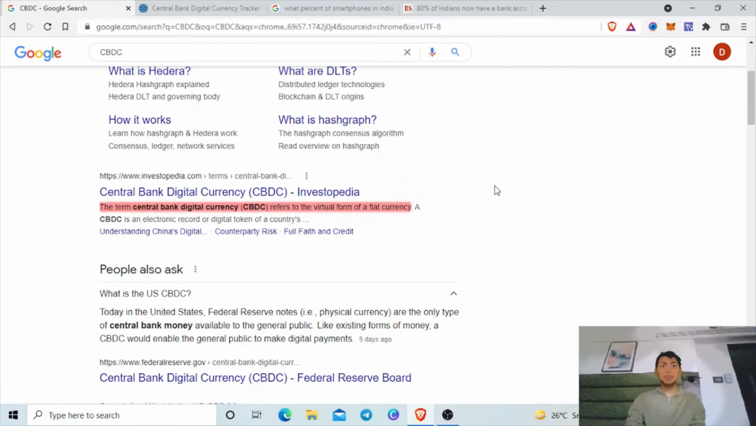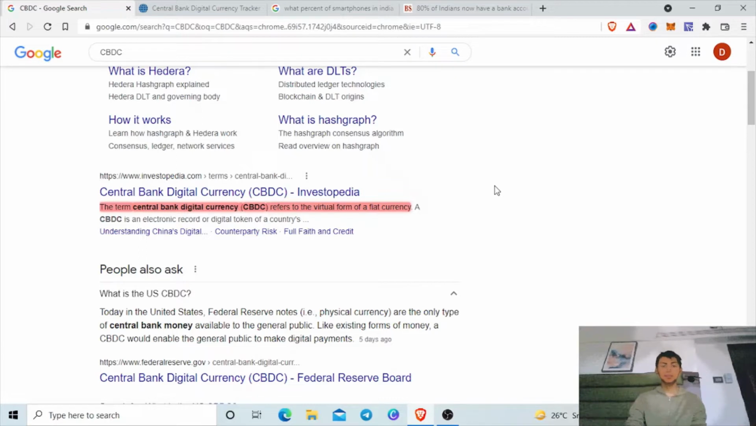Now you'll tell me, but I already have digital currency. Like I have GPay, I have Paytm, I have my debit cards and credit cards where I make payments online and I don't use physical cash. So isn't that digital currency in a way? But there's a distinction between the two. What y'all are talking about is digital payment services.